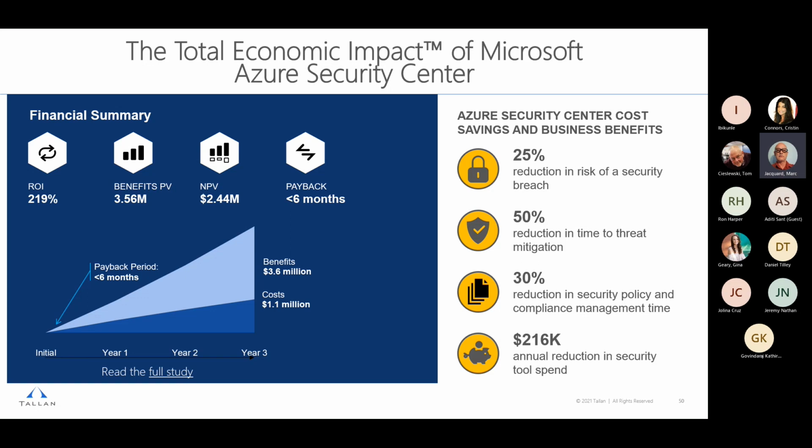50% reduction in time to threat mitigation, 30% reduction in security policy and compliance management time, and it's going to save my company $216,000 in annual spend. This is what I'm about. I'm not an accountant. These numbers take me forever to figure out. But if you're an accountant, awesome. And Gina posted the article in the chat, but this is what I'm about. I want to reduce my workload and I want to save the company money. And that's what Defender for Cloud, again, according to this Forrester study, came away with.